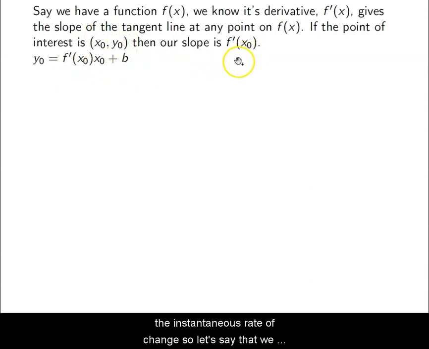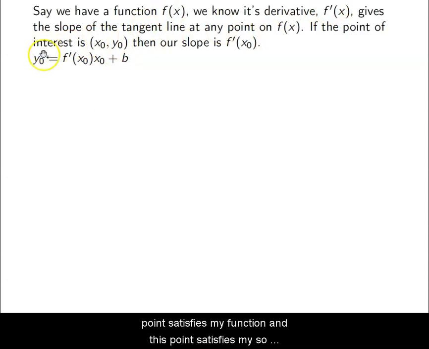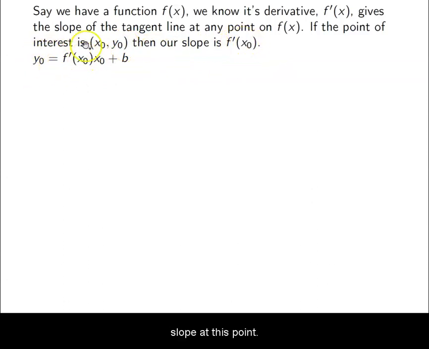So let's say that we wanted to solve for this equation. We've done this several times, but we haven't done it yet in general. We haven't generalized this. So I know that my slope is f prime of x naught, the derivative at that value of x, and I know that I have this point of contact between my function and the derivative. So this point satisfies my function and this point satisfies my derivative. So when I plug all of this into the y equals mx plus b form to find the equation of a line, I get y equals m, which is the slope at this point, f prime of x naught, times x plus b. So the only thing I don't know here would be this value of b.